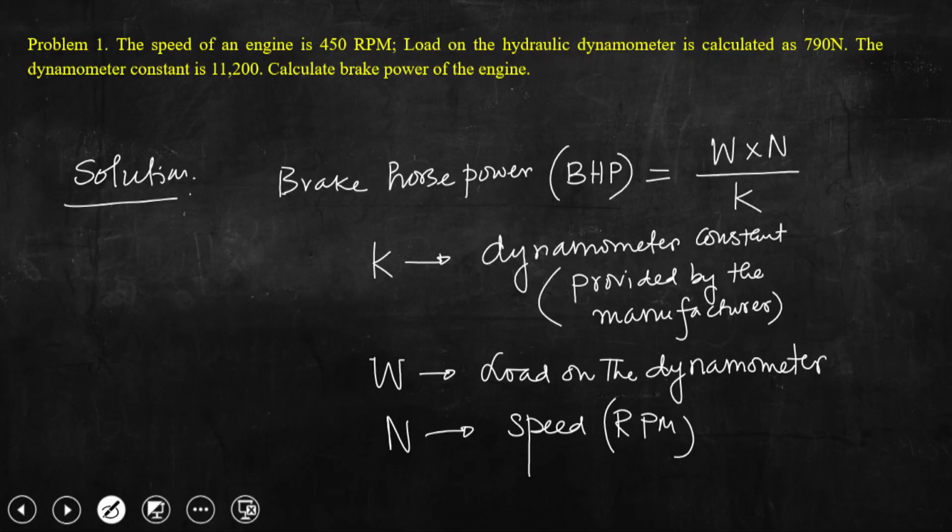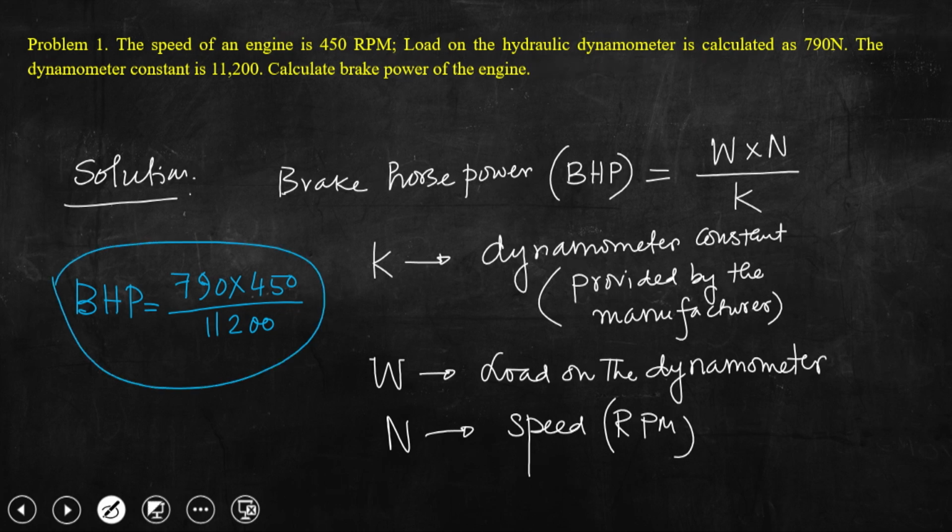So, straight away we can calculate the BHP. Brake horsepower using this formula is 790 into 450 divided by 11,200. So, that is the brake horsepower. It is very simple and very straightforward.